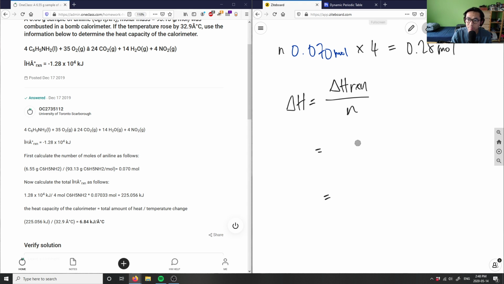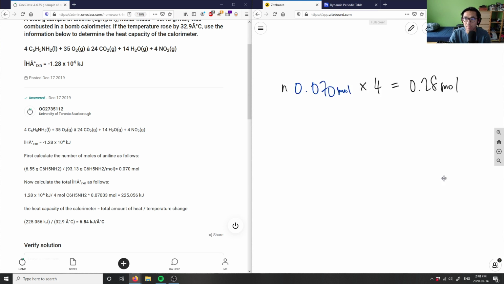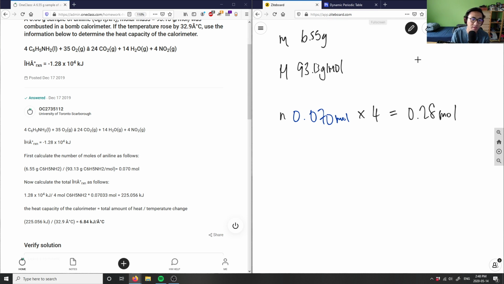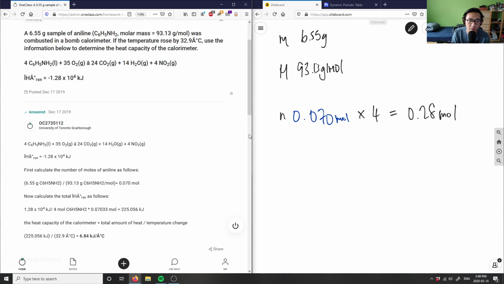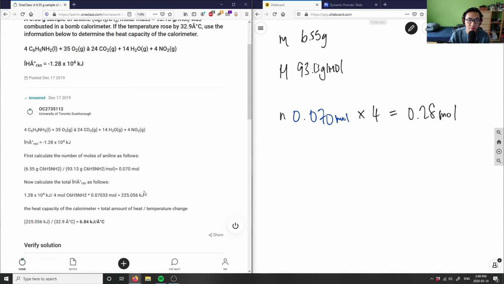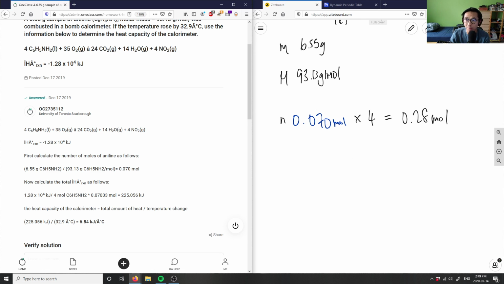So what they did here is actually they divided the heat of reaction by the amount of moles to figure out how much energy is being released per mole of the reaction here. So I have negative 1.828 times 10 to the negative 4 kilojoules. I'm going to divide that by 4 moles here first.